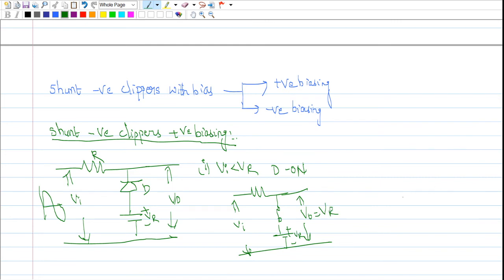The second condition is when Vi is greater than VR. When we apply higher voltages to the cathode terminal, it acts as reverse biasing. So the diode is off.